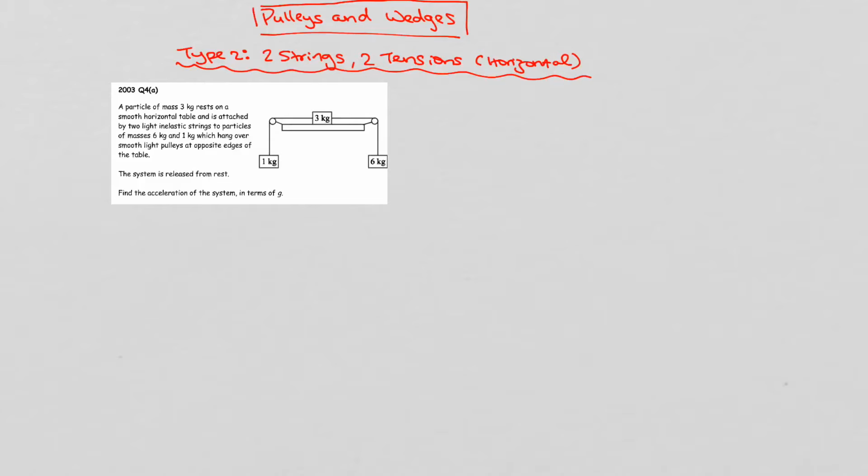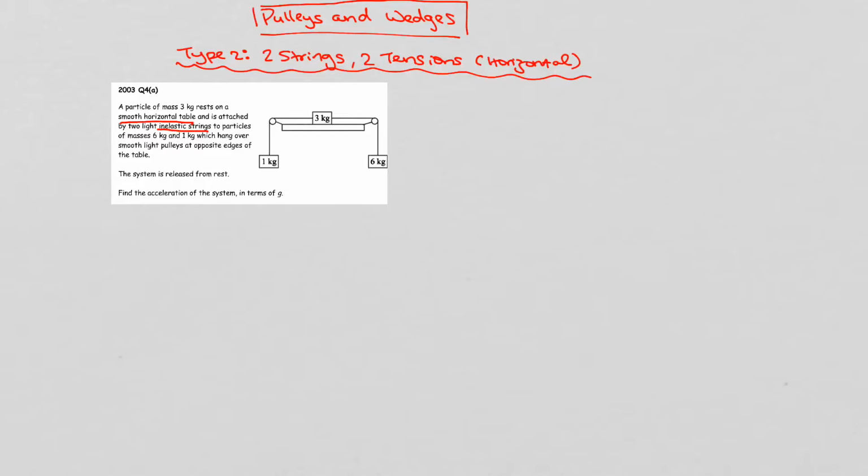Pulleys and wedges, type 2, 2 strings, 2 tensions, horizontal. So in 2003 we were given a particle of mass 3 kilograms resting on a smooth horizontal table. So this time we have no friction with the table and it's attached by 2 inelastic strings.